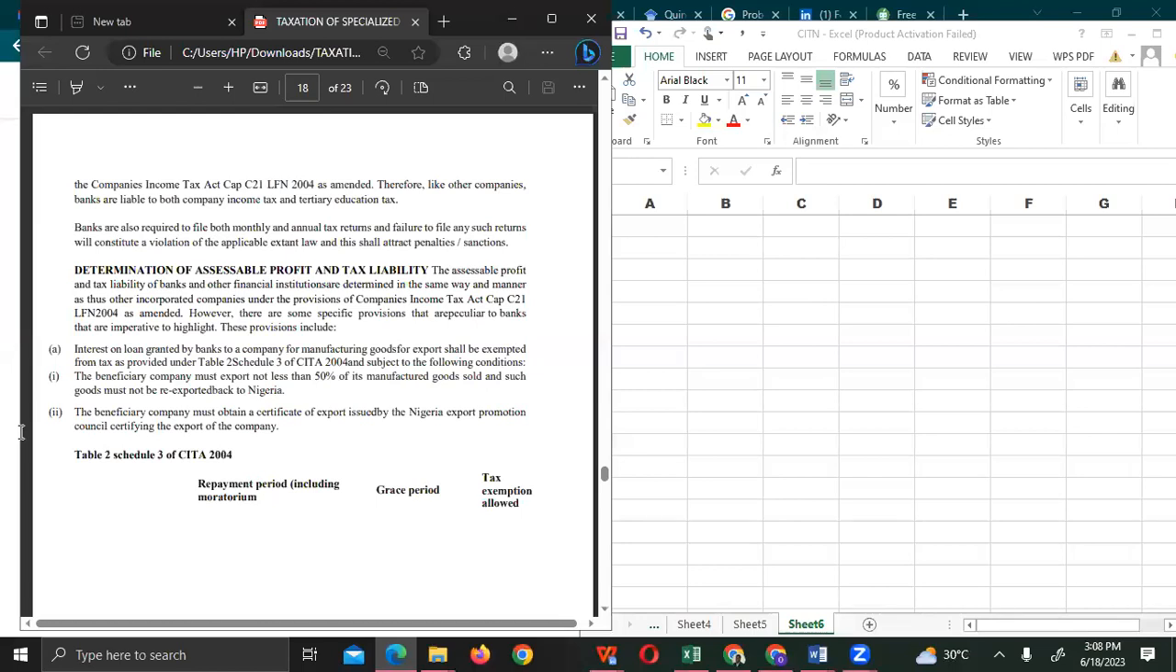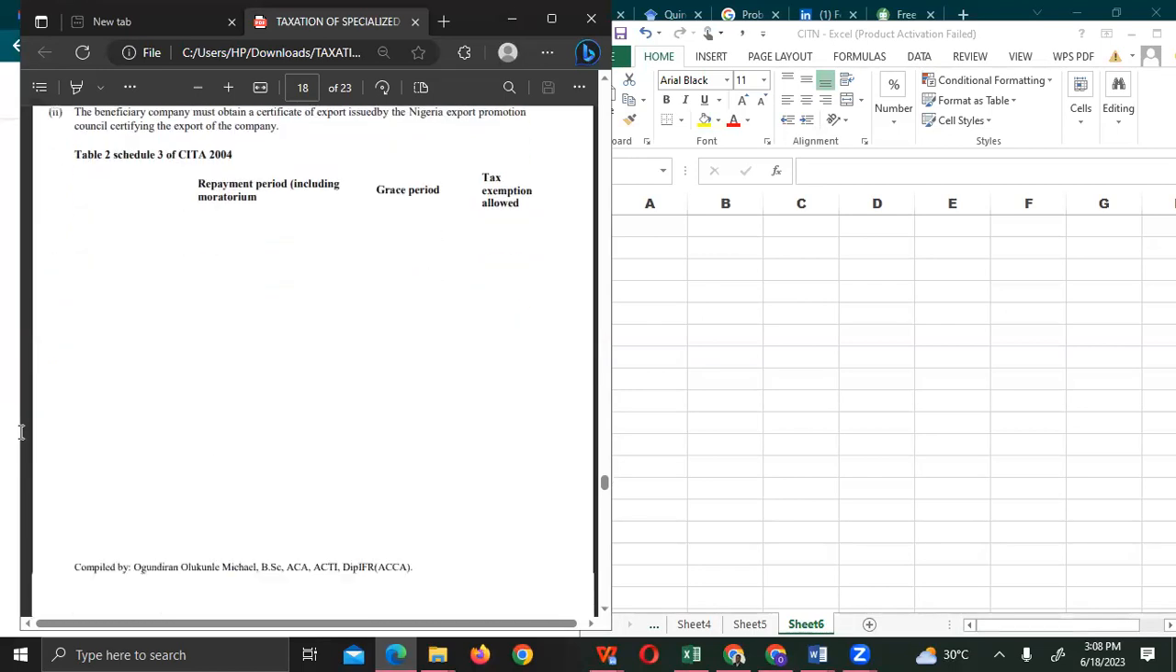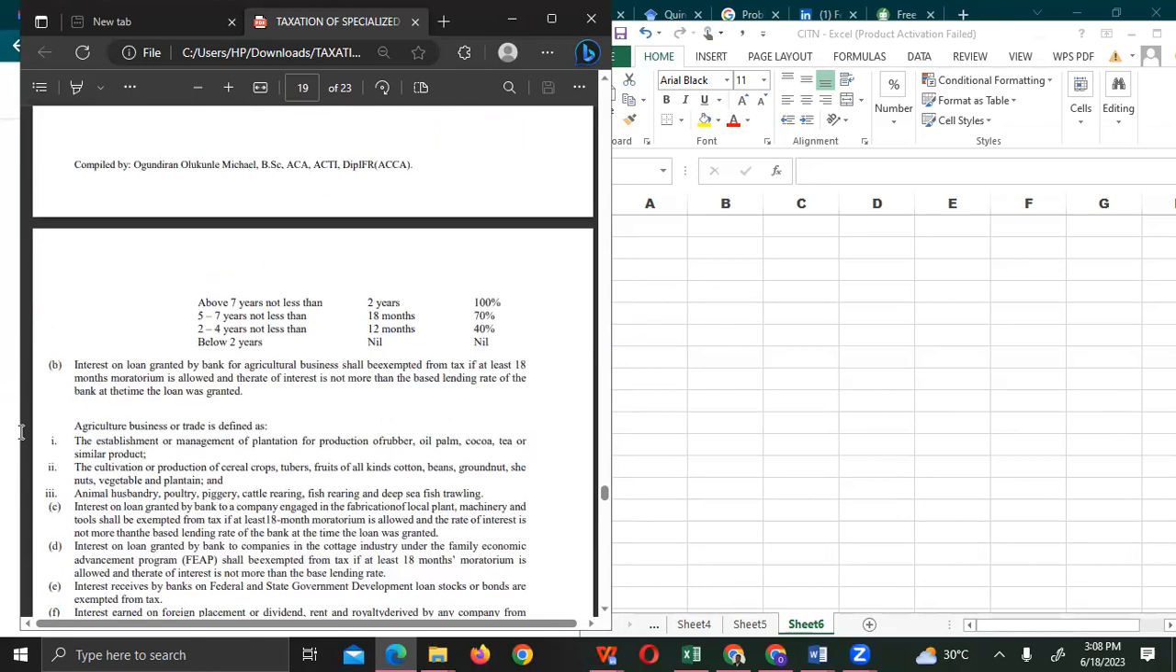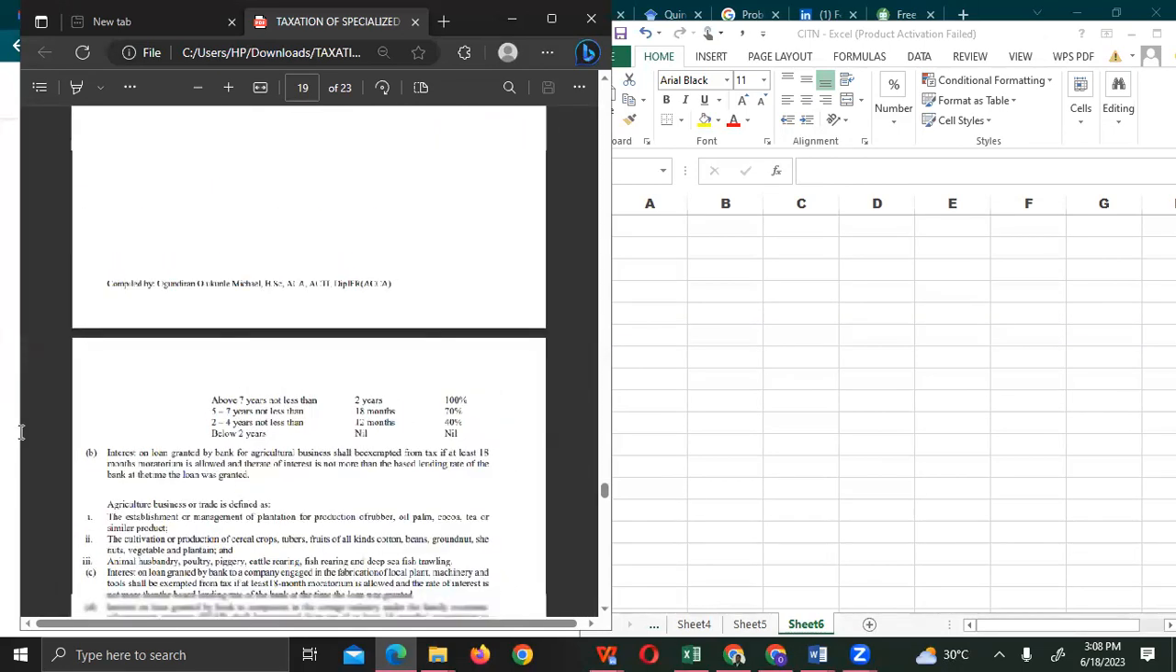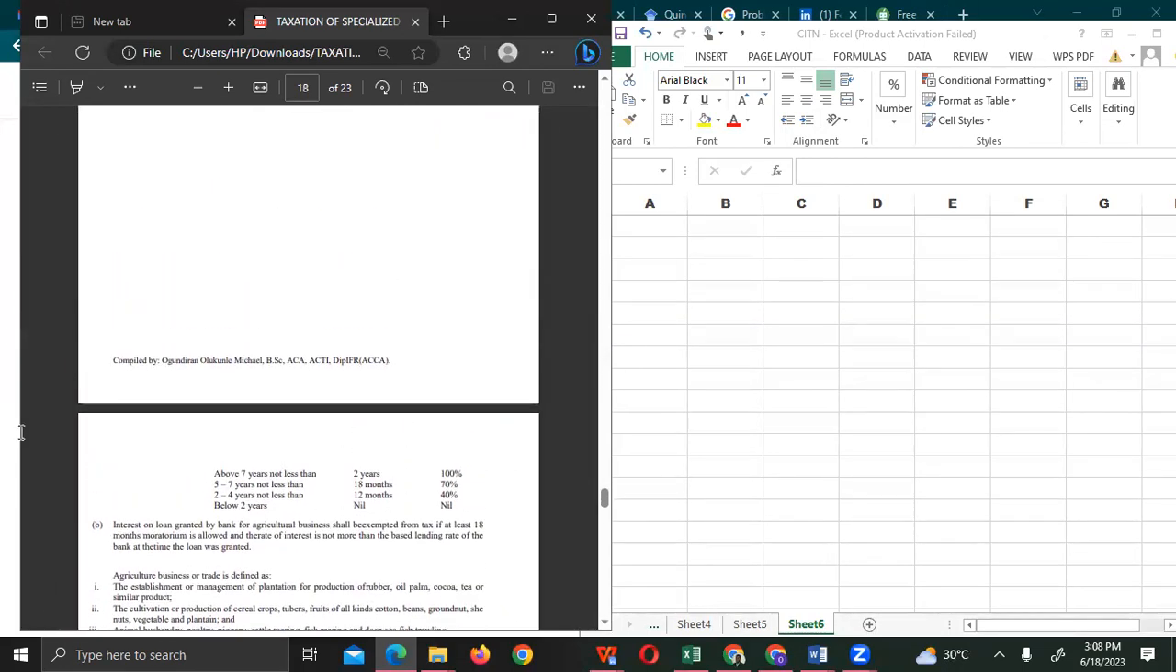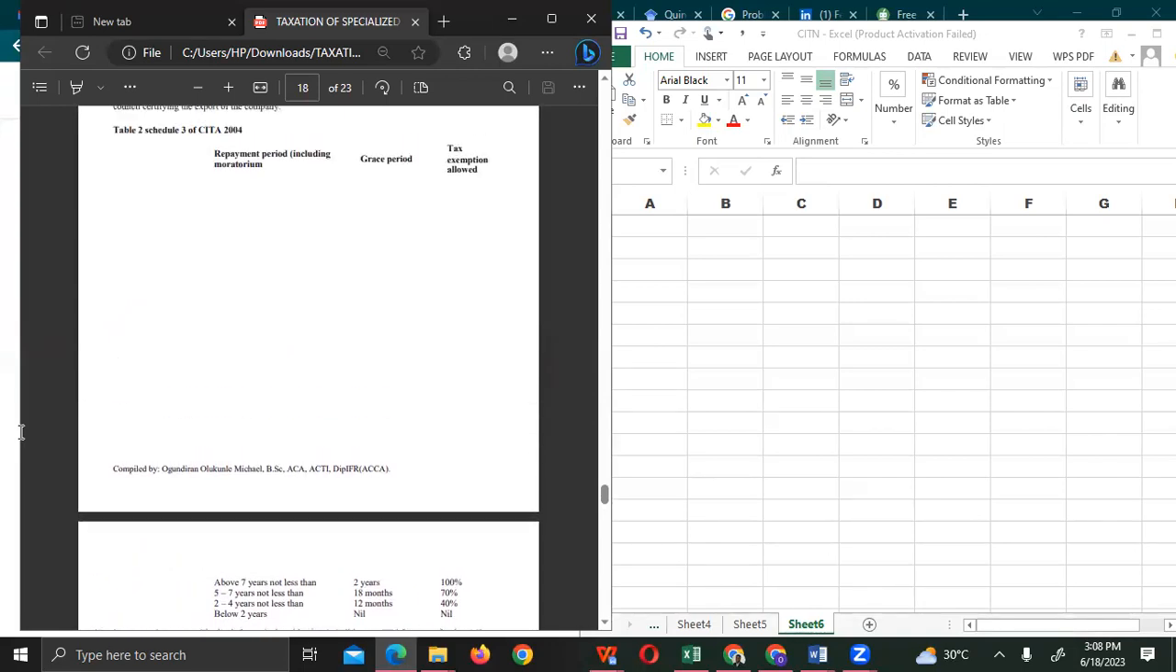First, any time the bank grants loans to some bodies, and the loan is according to the provisions of BOFIA and CETA, then there is something called a grace period, meaning that any income that is earned from interest on such a loan will be tax-free. In other words, we consider them to be tax-exempt items.